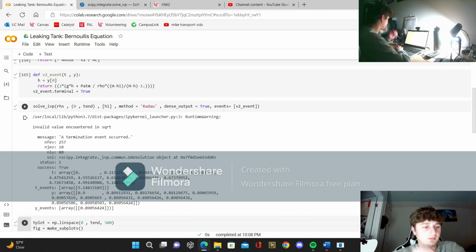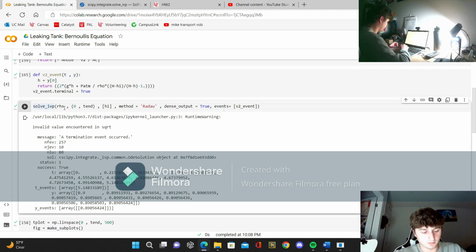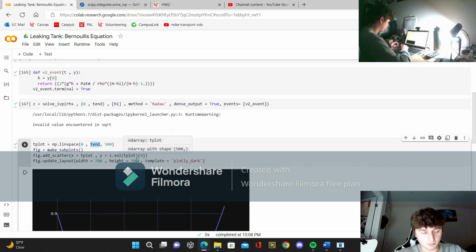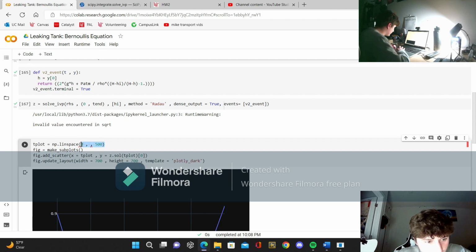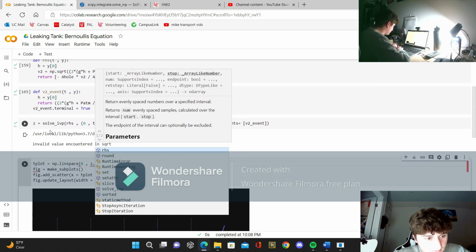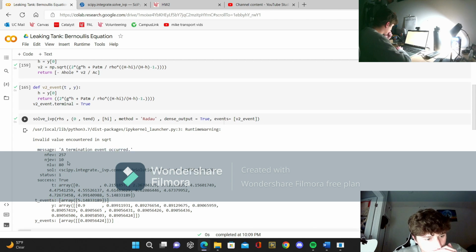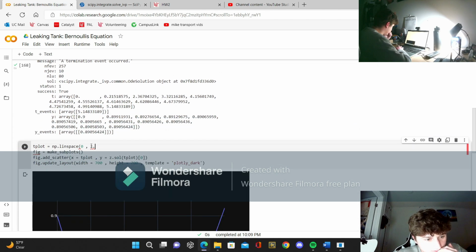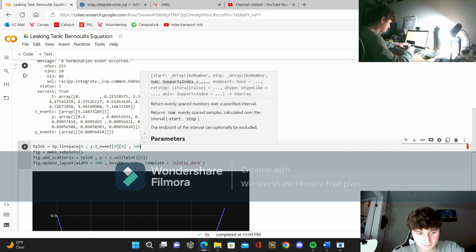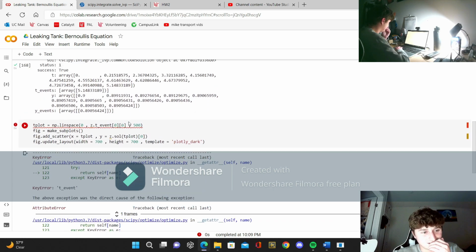So now that we have this, it's going to say that we have a terminal event that has happened here, and this is going to be a part of our Z now. So instead of this tn, I'm actually going to restart this, and we need our endpoint. I believe we do z dot t event. What we need to supply it, as you can see, is two different arrays. And then that should work, and it did not work yet again.